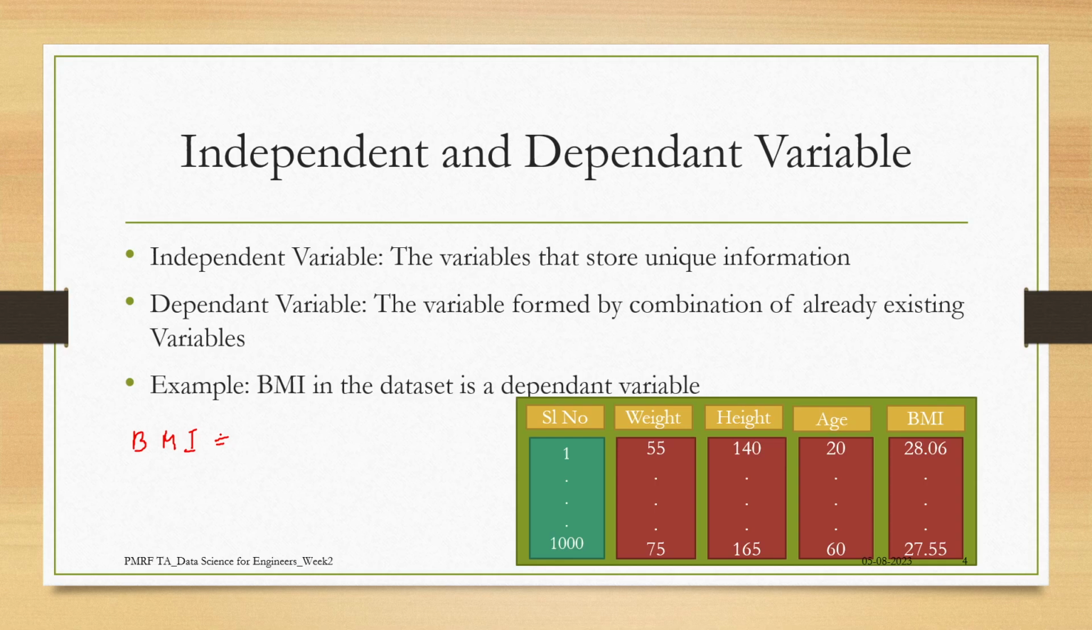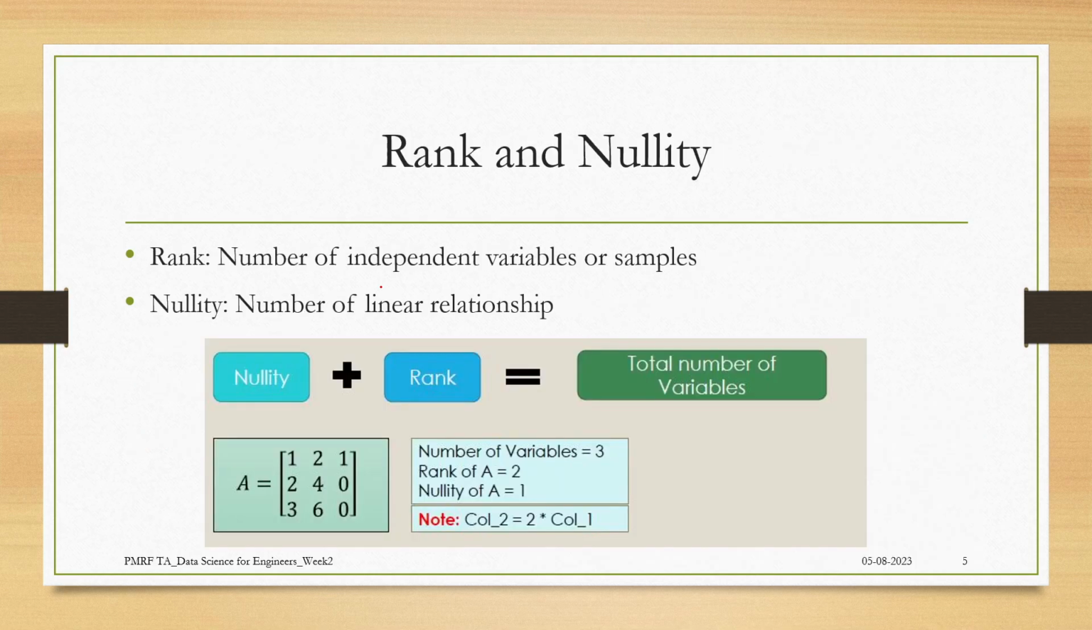Okay, so BMI, as you have been told, is weight divided by height squared. You can see that this particular column has a relationship between the weight and height, with height in meters. So BMI is a dependent variable. An example of a dependent variable here is BMI. So that is about dependent and independent variables.